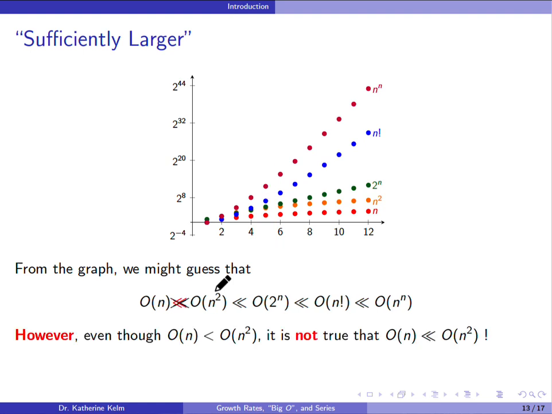Well, not quite. So even though big O of n is less than big O of n squared, it's not true that big O of n is sufficiently smaller than big O of n squared to make a series whose dominant term is n on the top and n squared on the bottom converge. So let's explore more about that.